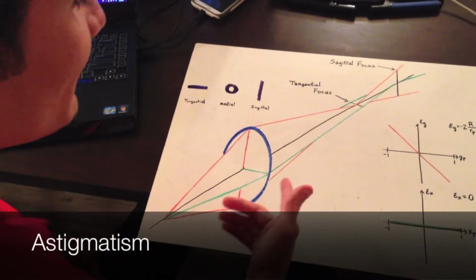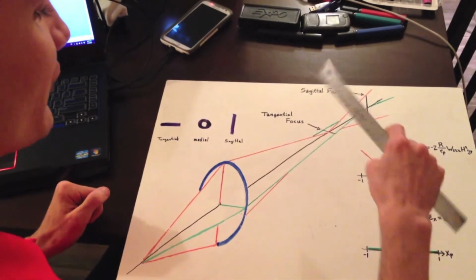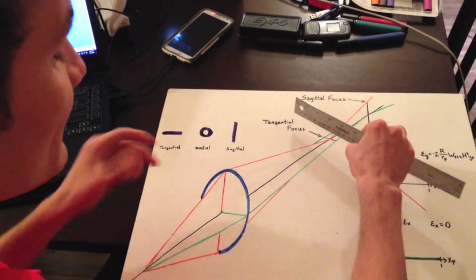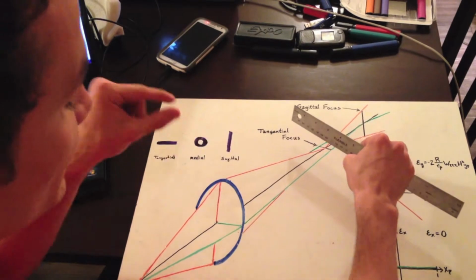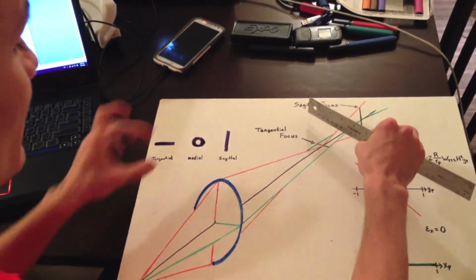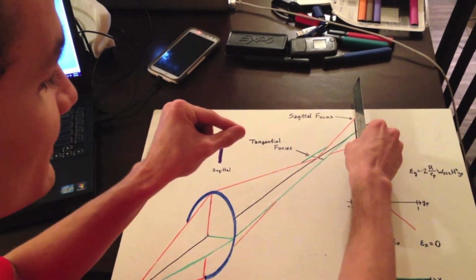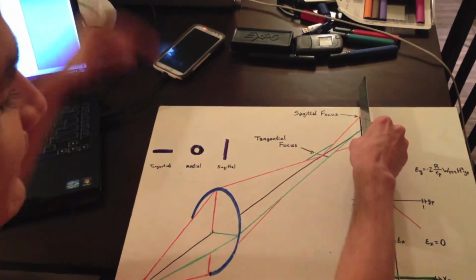Astigmatism occurs when your tangential and sagittal rays focus at a different spot along the direction of propagation. If we put our viewing screen at the tangential focus, we see a line. This is because our tangential rays focus to a spot, and we're left with our sagittal rays. If we move along the direction of propagation, we see this medial circle. At the sagittal focus, our sagittal rays come to a focus to a spot, and we're left with our tangential rays, leaving us with a vertical line.